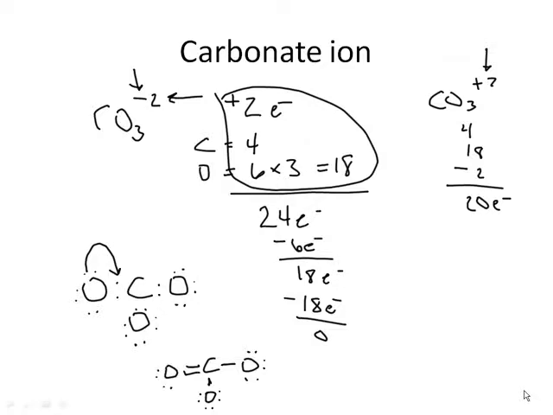Now my last step here is, because this had a charge, because it's carbonate, I have to put brackets around the structure and put the charge on the outside, so that someone who comes behind me and looks at that structure knows, oh yeah, there are 2 extra electrons in there because this has a -2 charge.